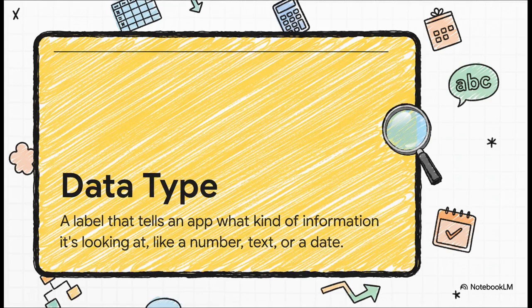The best way to think of it is like a label on a storage container. You've got one container for liquids, another for sharp objects. You wouldn't pour your coffee into a shoebox, would you? A data type does the same thing for an app. It tells it what kind of stuff it's holding. Is this a number for doing math? Is this text for people to read? Or is it a date for a calendar?